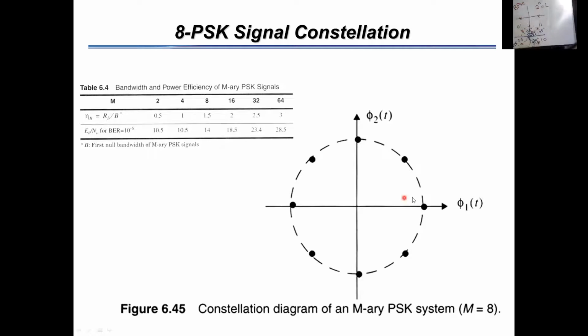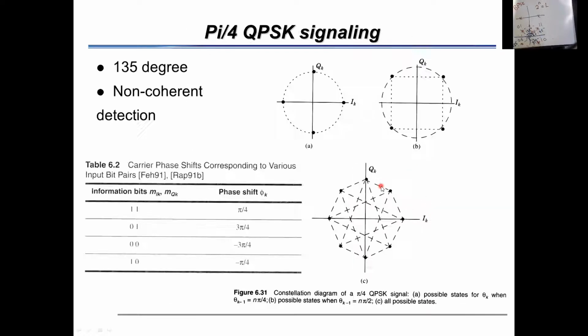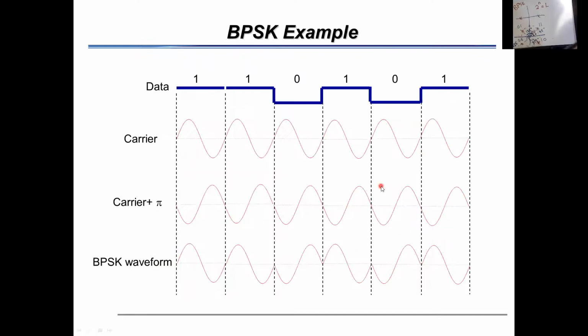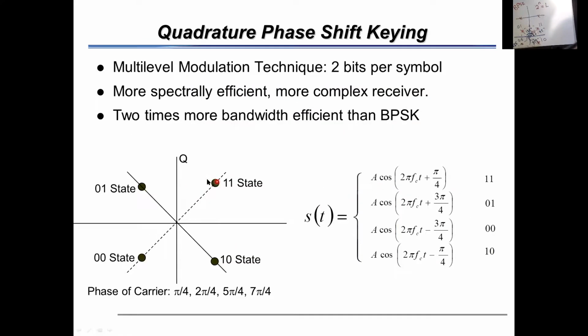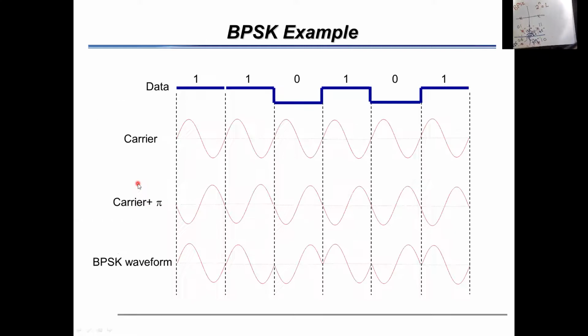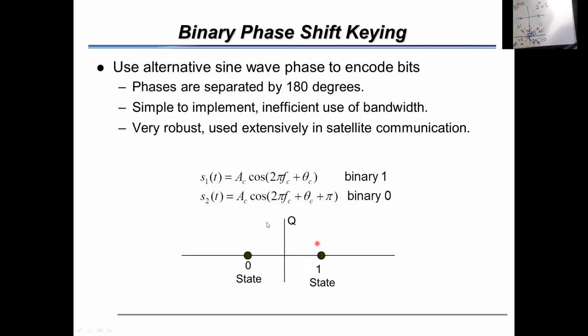As you can see now, the difference between each symbol and the next one, or each state and the next one, is 45 degrees. While in this case, the difference between each one and its neighbors is 90 degrees, while here the difference is 180 degrees. So you can reduce the angle between each 2 successive states in order to increase the number of transmitted bits.